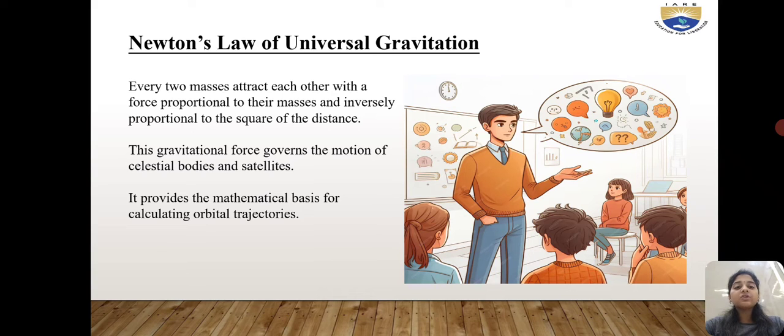Newton's law of universal gravitation. Every two masses attract each other with a force proportional to their masses and inversely proportional to the square of the distance. This gravitational force governs the motion of celestial bodies and satellites. It provides the mathematical basis for calculating orbital trajectories.